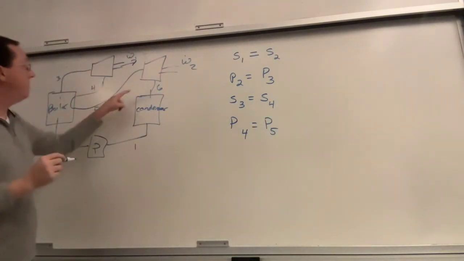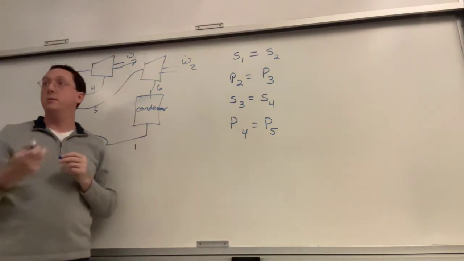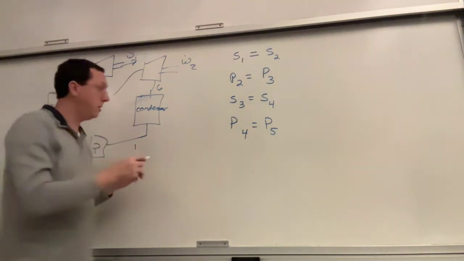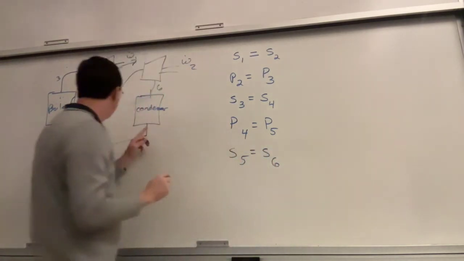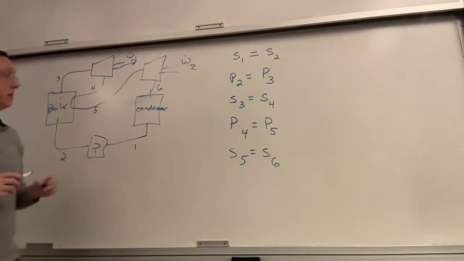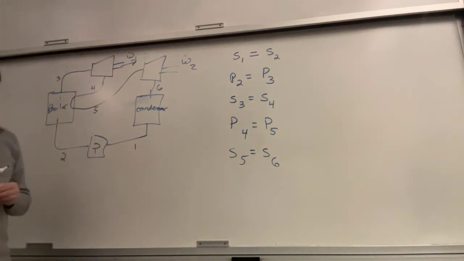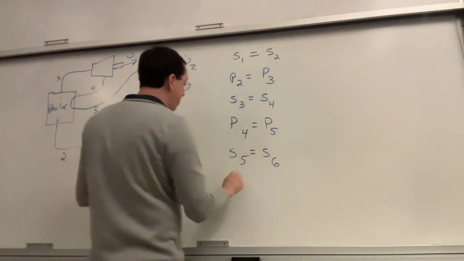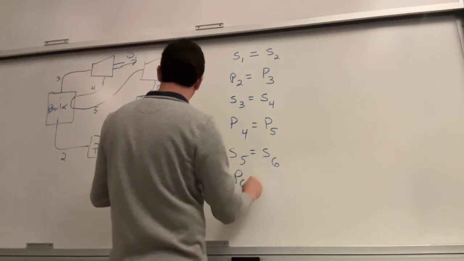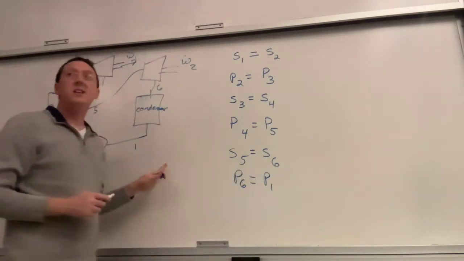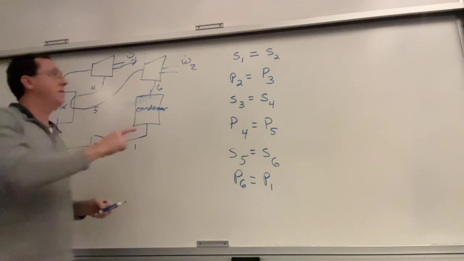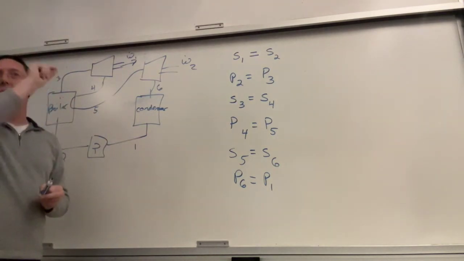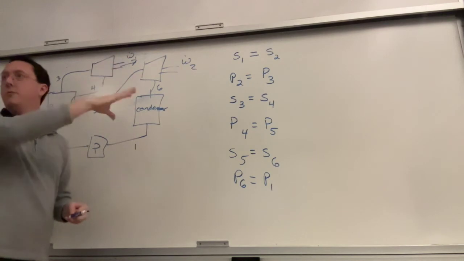And what about 5 and 6? They're connected by a turbine. Entropy. And 6 to 1, they're connected via a condenser. So what does that tell you? Constant pressure. If you can assume it's an ideal cycle, you don't need very many extra numbers. You can pretty much just sew it up with all these equivalences.